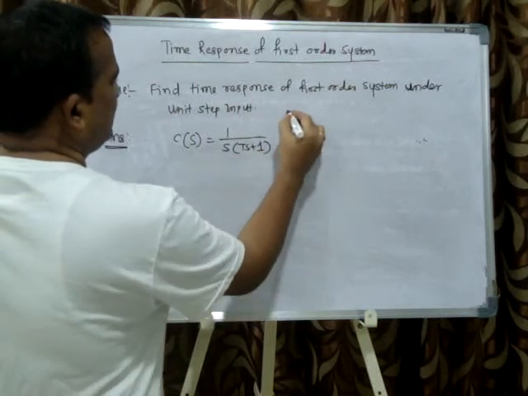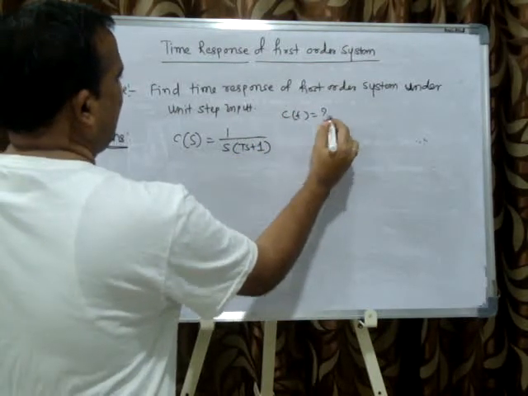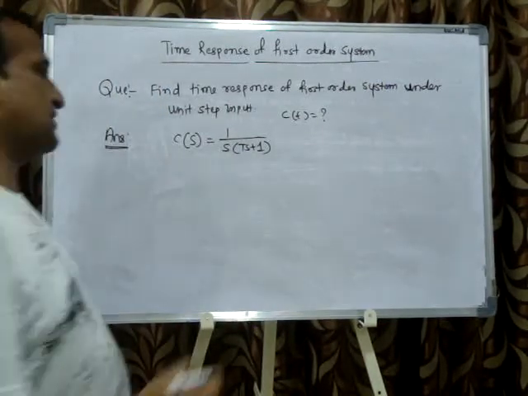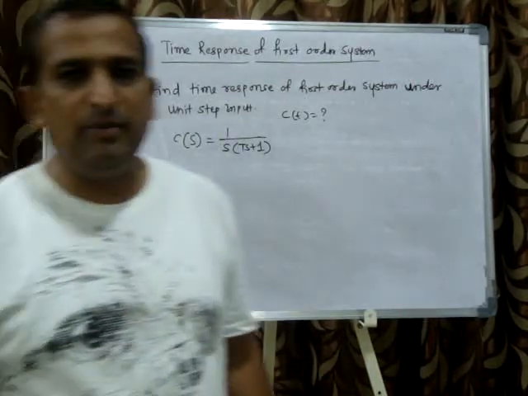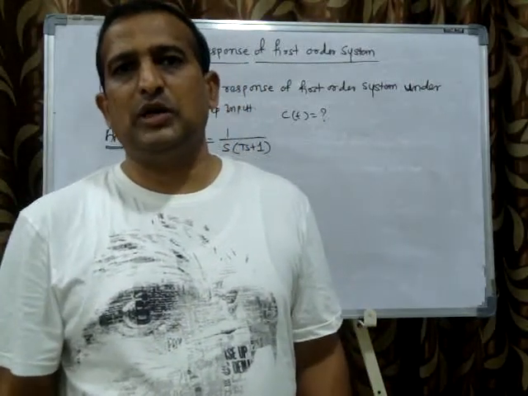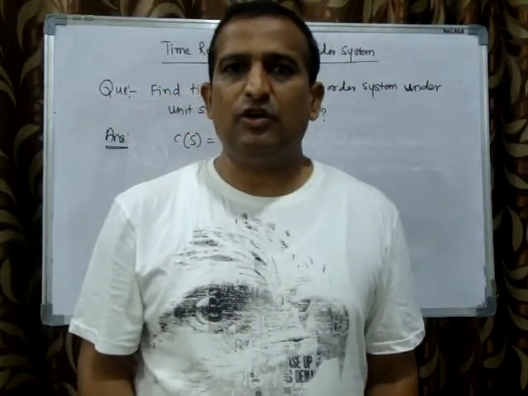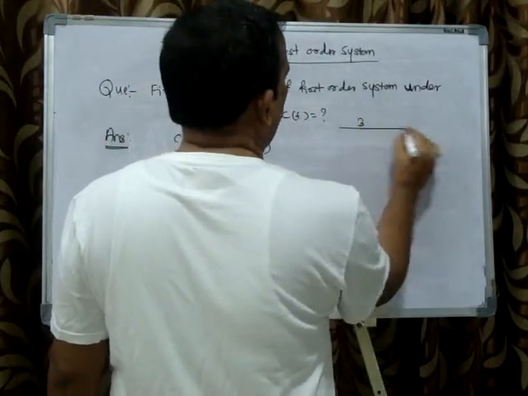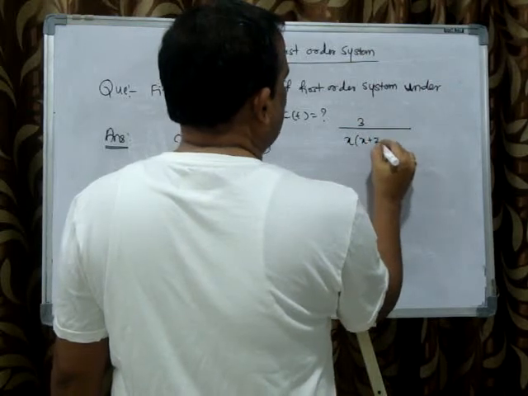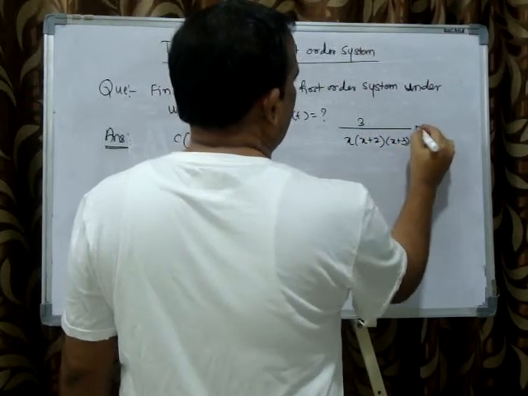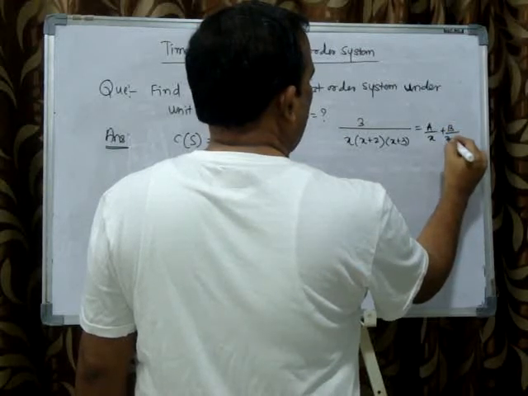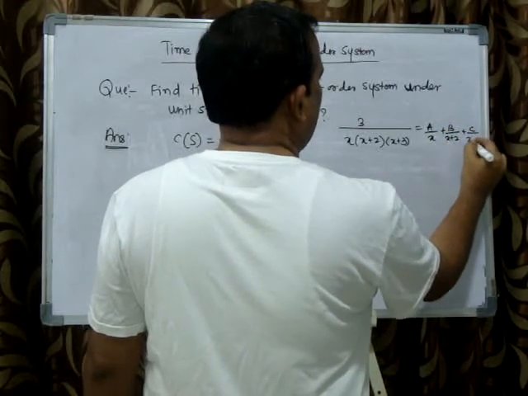What do I want? I want C of t. I will take inverse Laplace. But before taking inverse Laplace, we should convert the multiplication factor into addition factor. That is called partial fraction. There are three formulas for partial fraction. For example, (x plus 2)(x plus 3) gives a by x plus b by x plus 2 plus c by x plus 3.